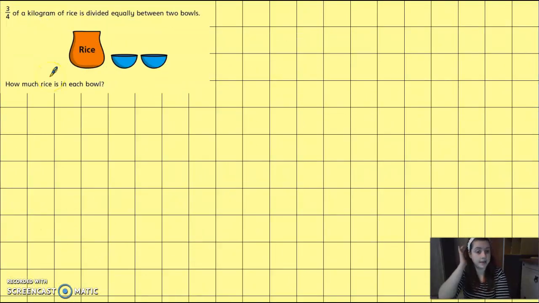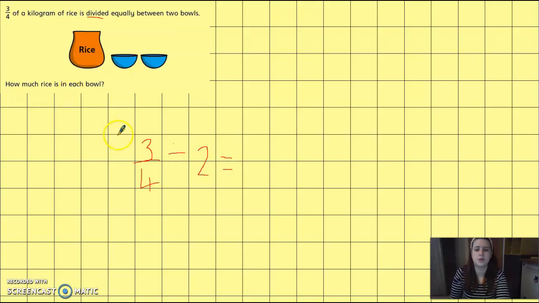Okay, again, so we've got 3/4 of a kilogram of rice. So I'm working with 3 quarters. Is divided, so it actually tells me I'm dividing. It's helpful. Divided equally between 2 bowls. Super, easy peasy.